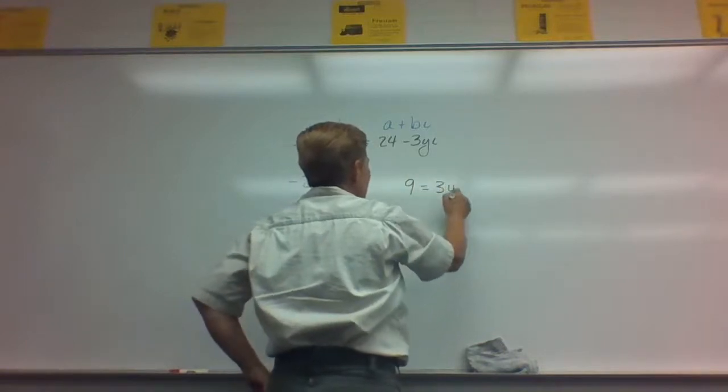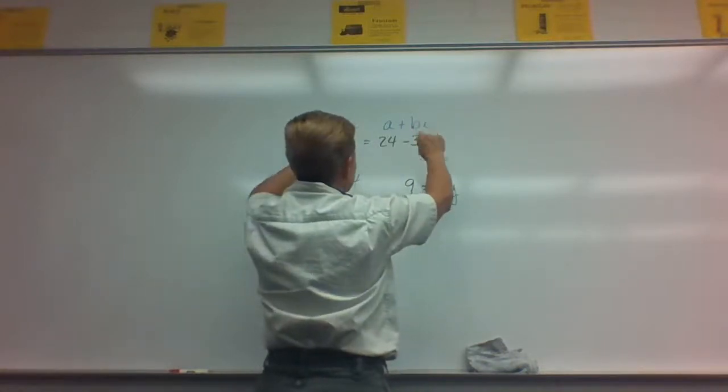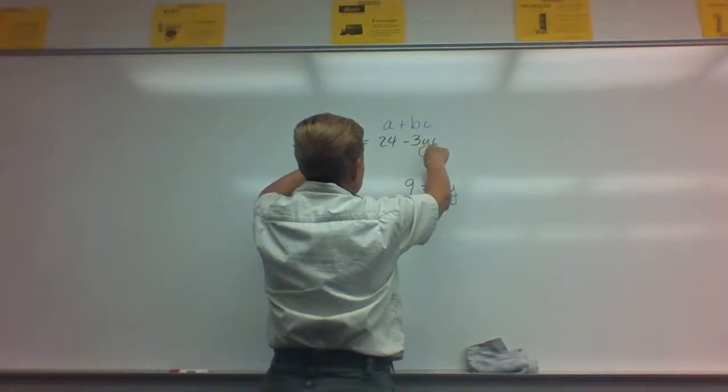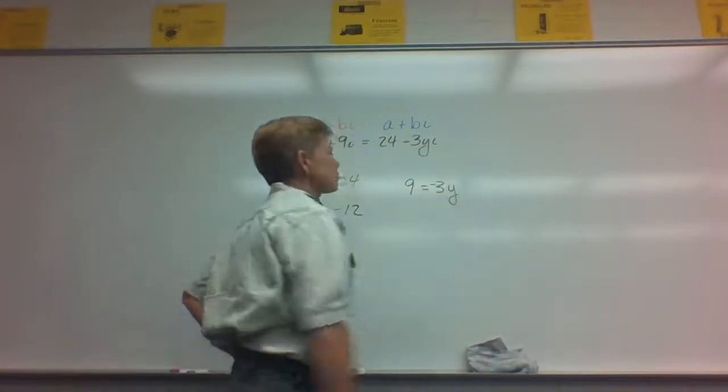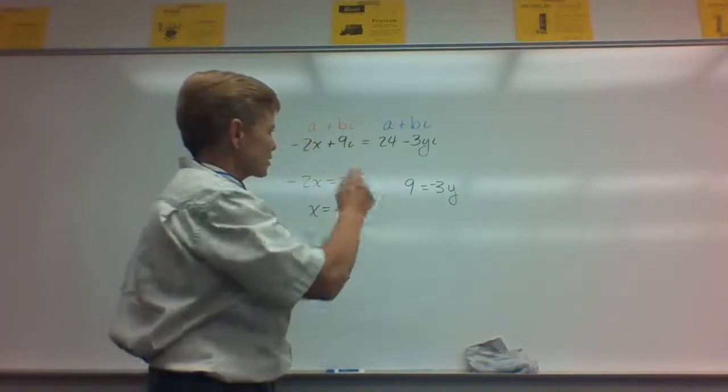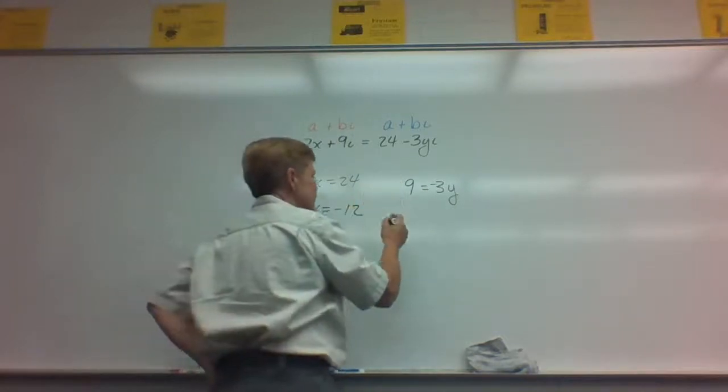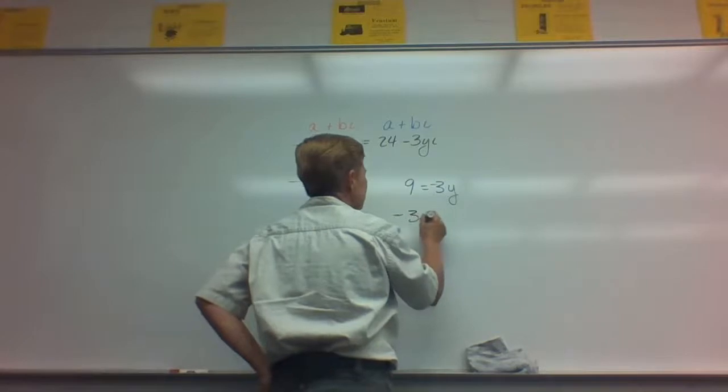9 equals negative 3y. We leave the i's up there. That's just to say that we have to associate them because they're both I coefficients. So to solve that little equation that results, we're going to divide by negative 3. The negative 3 equals y.